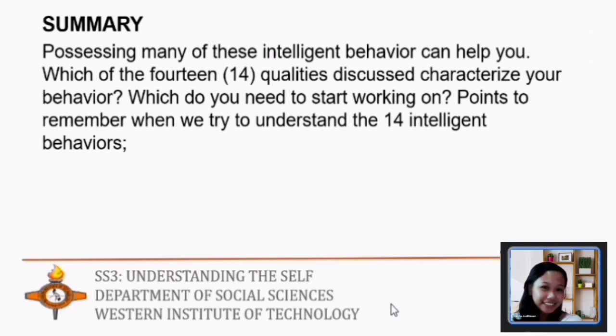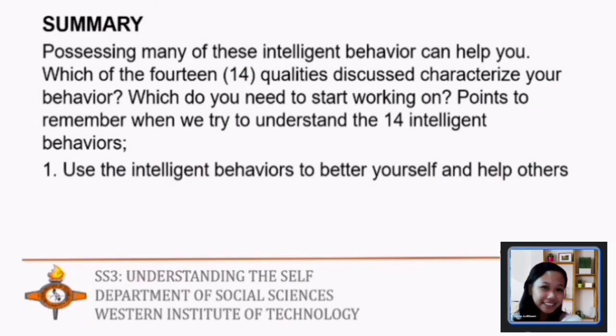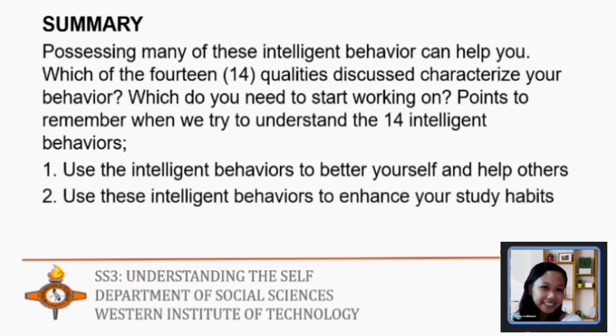And there are points to remember when we try to understand the 14 intelligent behaviors. Number 1. Use the intelligent behaviors to better yourself and help others. Always remember that the 14 intelligent behaviors are not only about how you deal with yourself. You also need to consider the people around you, how they are affected or how you can help them. The number 2.